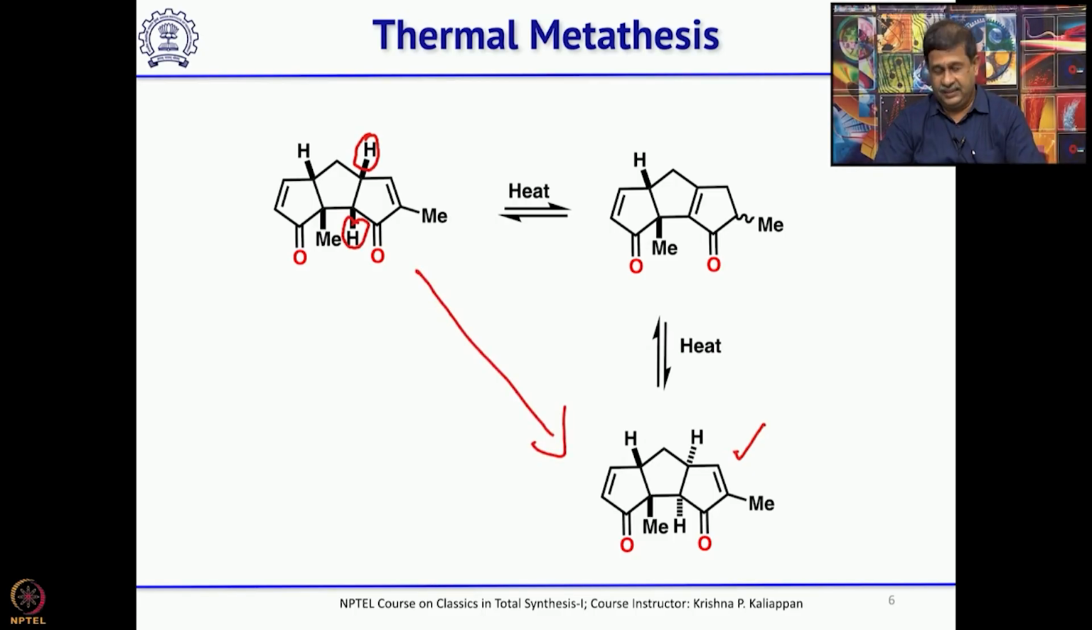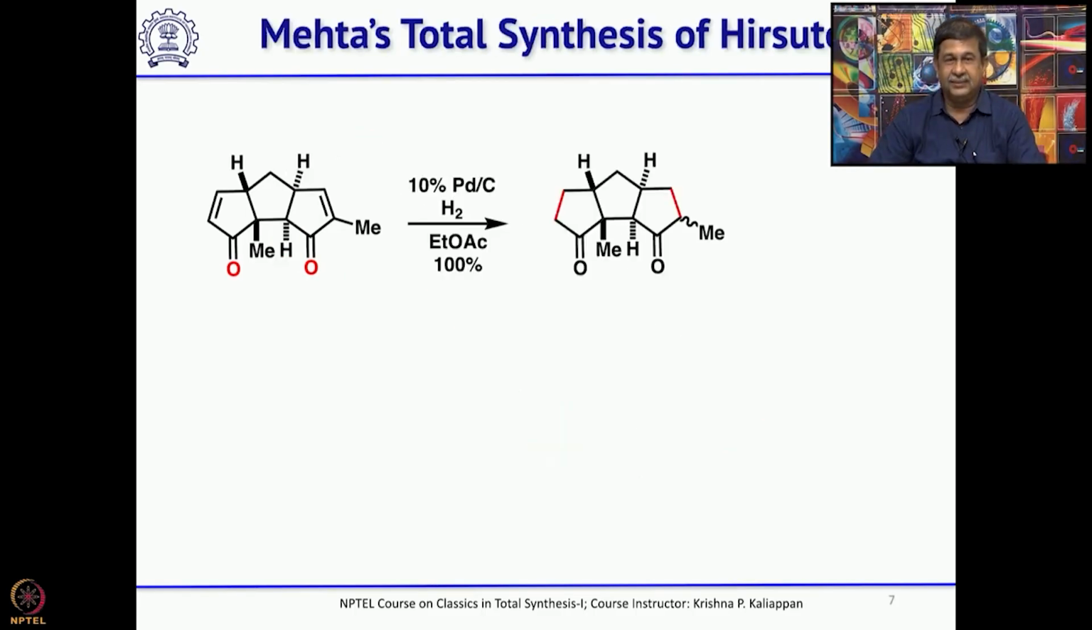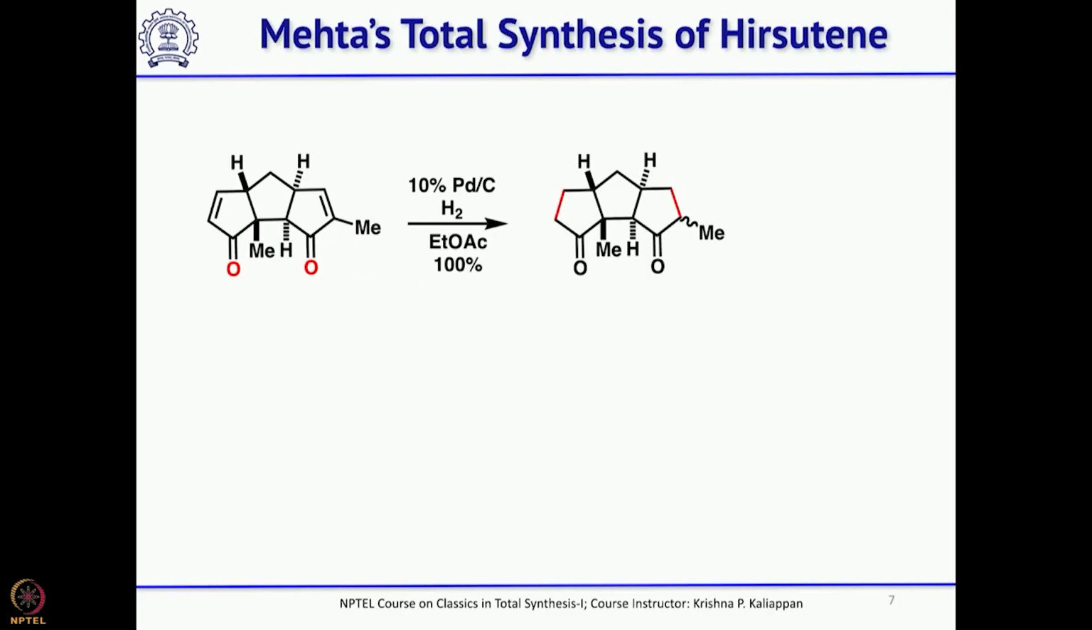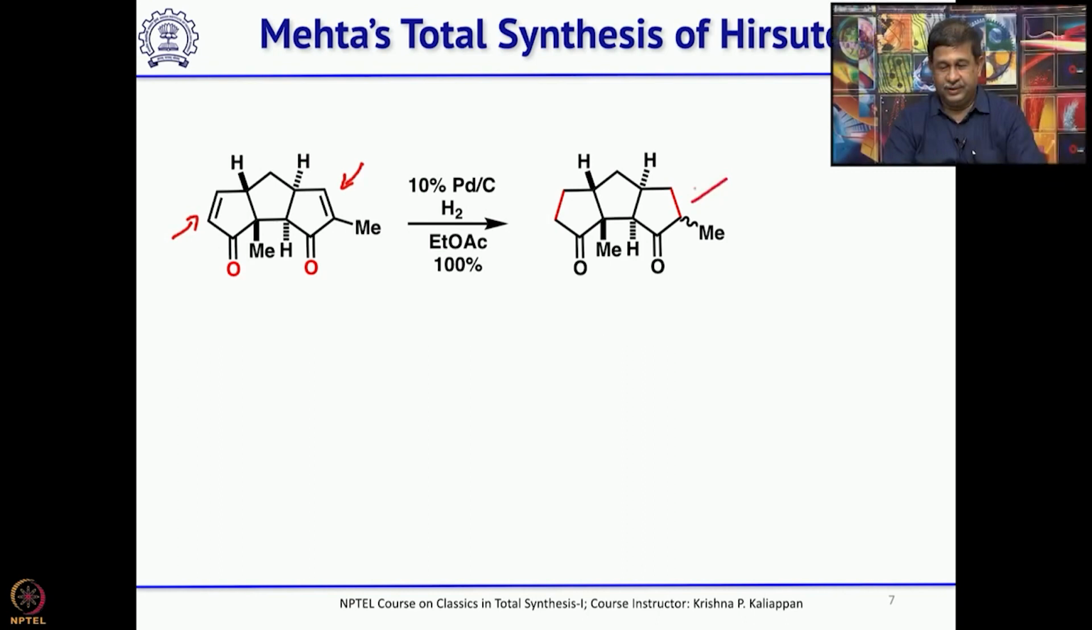Okay. This tricyclic compound, he took it and then reduced both the double bonds. Okay. You have 2 double bonds and both the double bonds are reduced to get the corresponding diketone. Next, he wanted to introduce one more methyl group here. If you look at hirsutene, you have a dimethyl group at that carbon. So, he wanted to introduce one more methyl group.